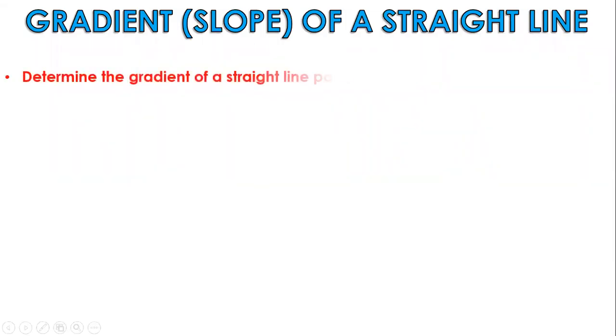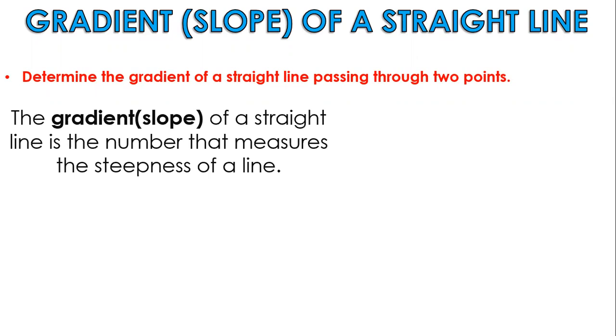Today, we are going to determine the gradient of a straight line passing through 2 points. What is a gradient? The gradient or the slope of a straight line is the number that measures the steepness of a line. The gradient is denoted by the letter m.